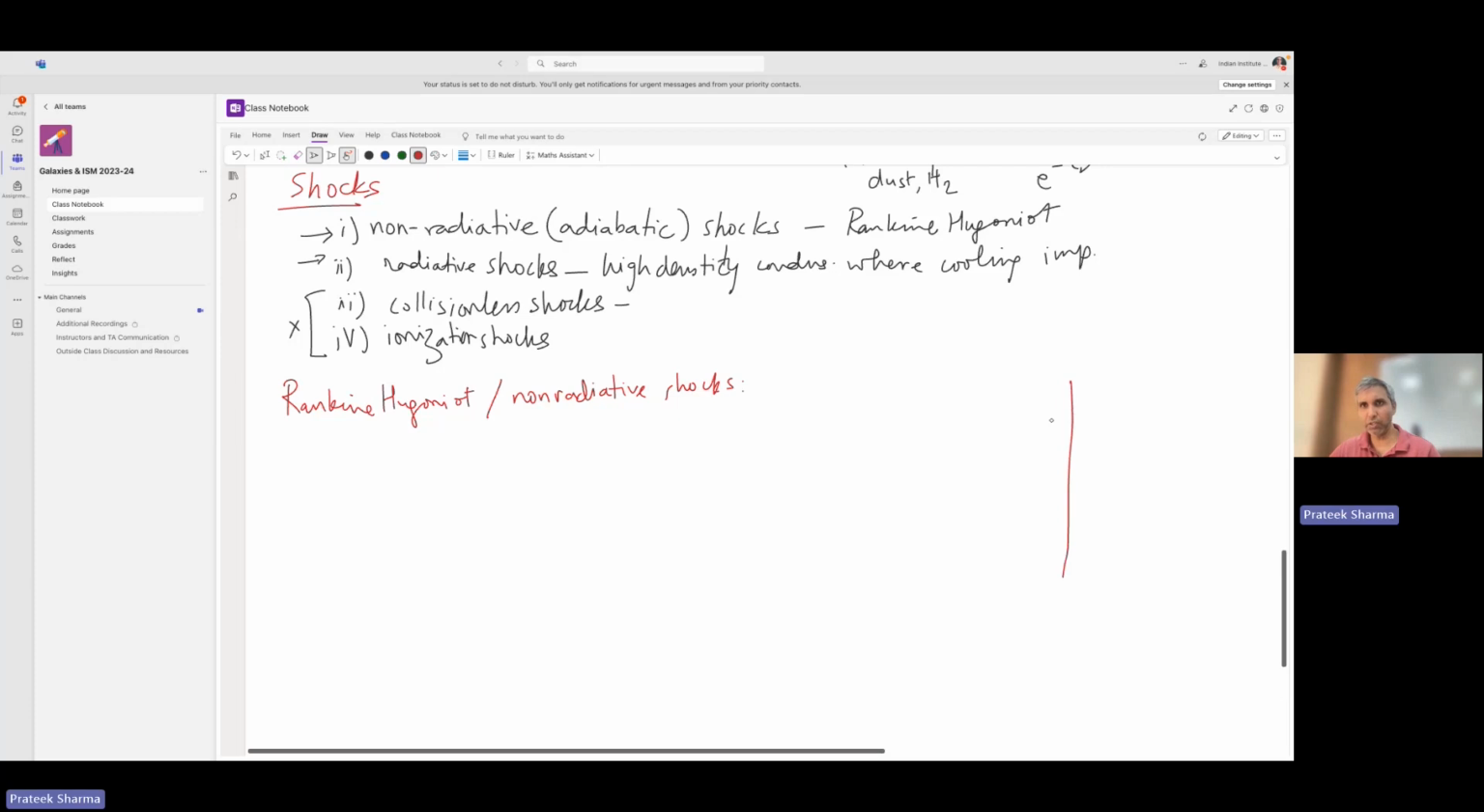So a shock is like a discontinuity in conditions. And so you have an upstream region and you have a downstream region. And this upstream and downstream are segregated by this shock front, which is drawn here in red, okay?